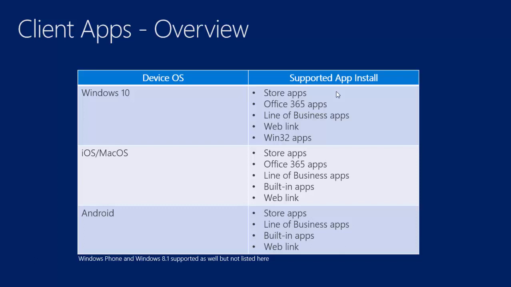iOS, Mac, same kind of thing. The one thing it doesn't have is Win32 apps. And then Android, very, very similar. So each one, again, is different, kind of, right? Concepts are very similar, but there can be some nuances.